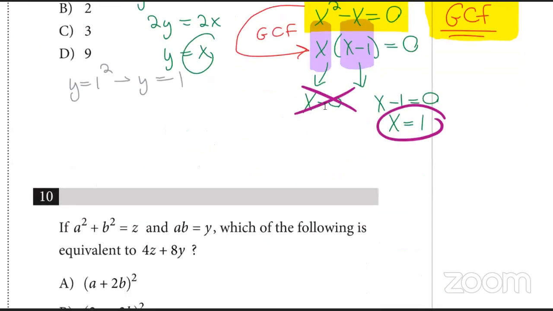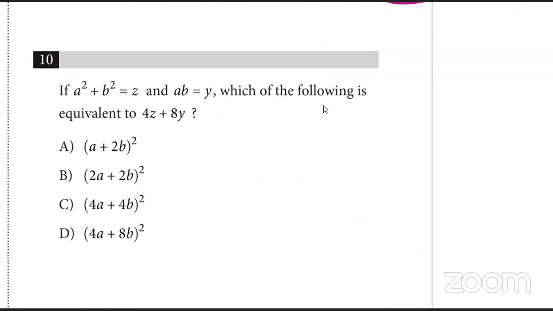Going over to number 10 now. 10 is giving us some equations here and asking us for 4z plus 8y. Well, z is a squared plus b squared. And y is ab. Distribute a little.